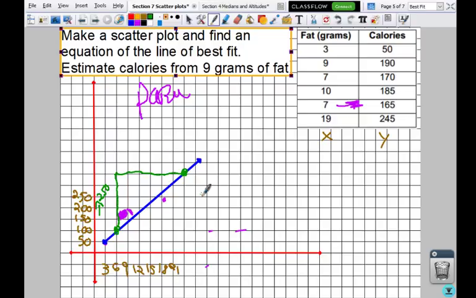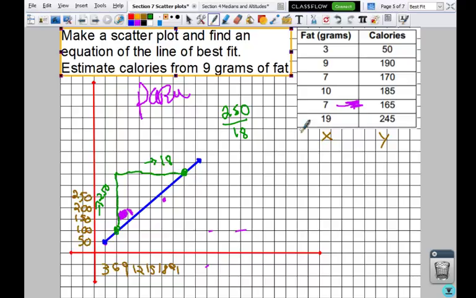Wait, is that 6? Close. What is each x worth? 50. That's wise. Oh, 3. What's each x worth? 3. So we're not going over 6. We're going over 3, 6, 9, 12, 15, 18. Oh. So we're going over 18. So my slope is 250 over 18.